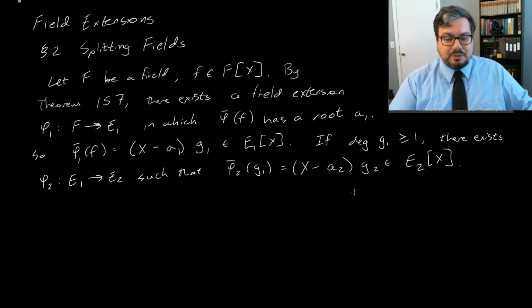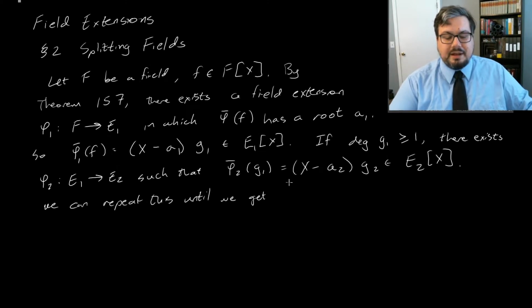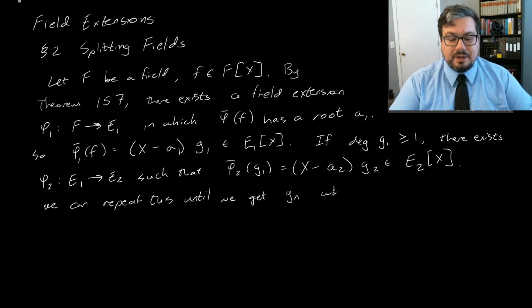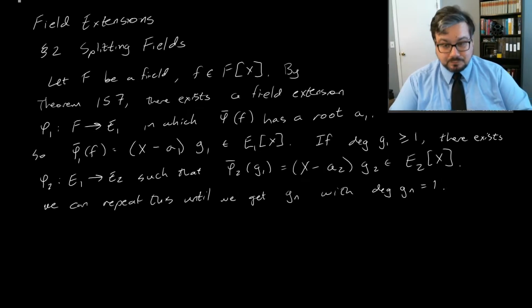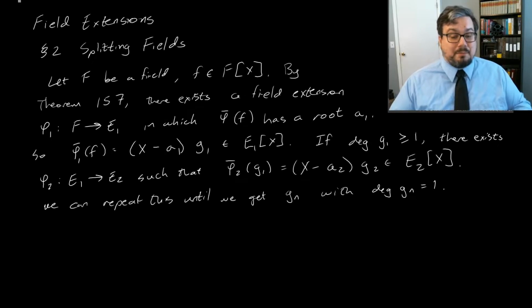And we can continue doing this over and over again. So we can repeat this until we get a gn with the degree of gn equal to 1. And we know that this is the case because g1 will have degree 1 less than the degree of f, g2 will have degree 1 less than the degree of g1, and so forth. Every time we go through this process, the degree of the g component is dropping by 1.